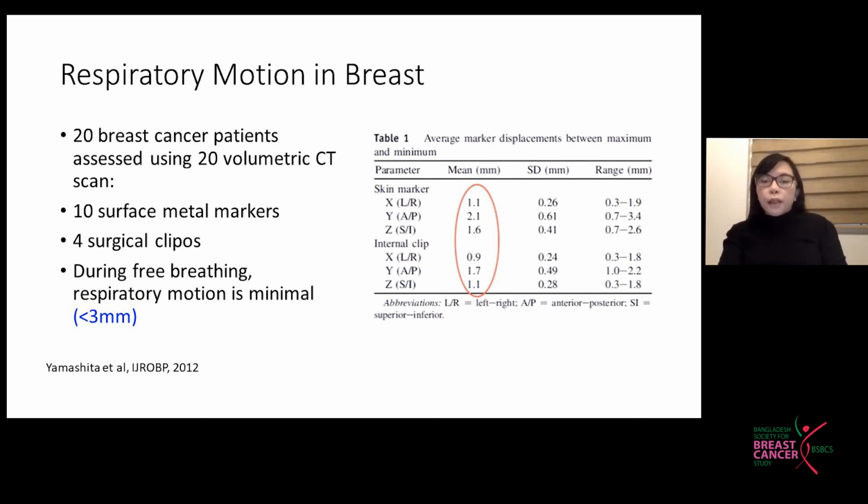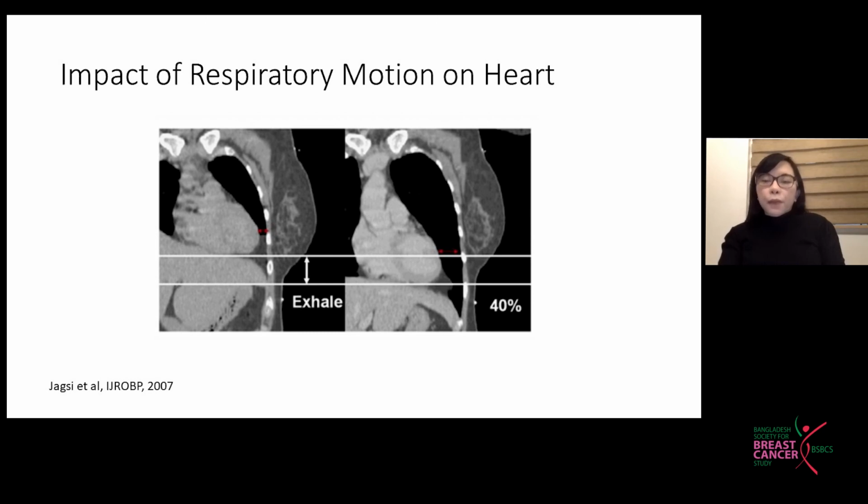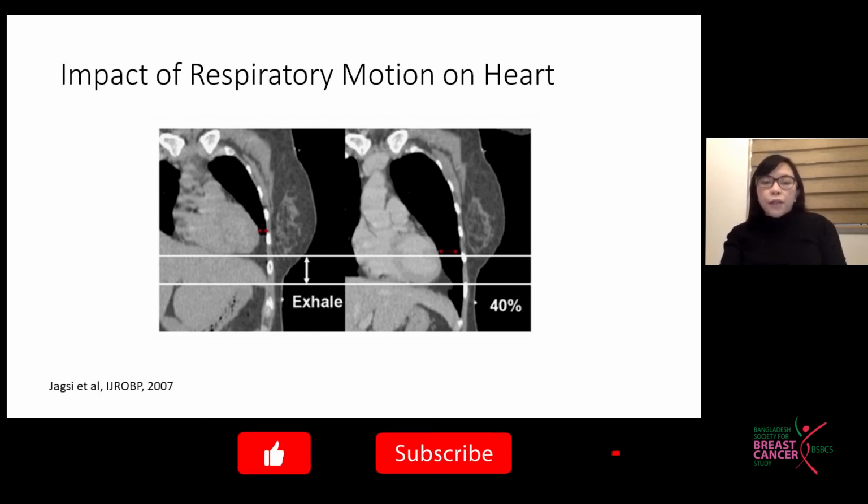So next, let's talk about respiratory motion management in breast cancer patients. As mentioned earlier, the respiratory motion in the supine position is actually very minimal. According to this study, only less than 3 millimeters. But what if we could use the inspiration cycle to our advantage? This slide from a publication from JCO in 2007 shows the dramatic change that we can see in the position of the heart. The red arrow here shows the separation of the distance between the breast and the heart.